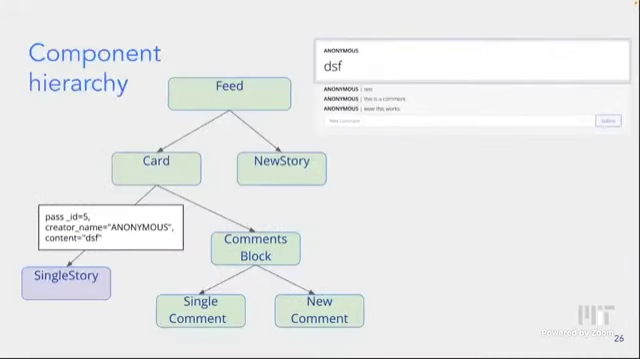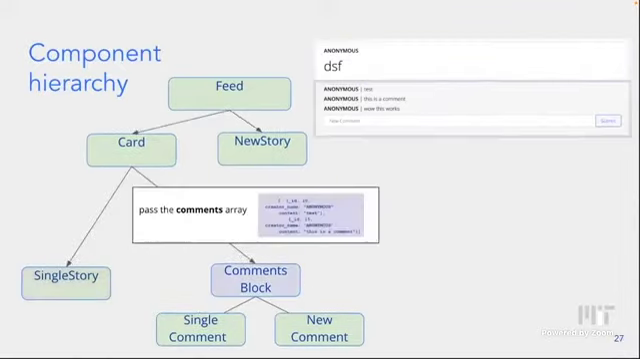And then we passed the story information into single story. And single story just displayed that box. So it literally just took the content name, or it took anonymous, it took DSF, and it just put it on the screen in a header. Maybe it bolded something.